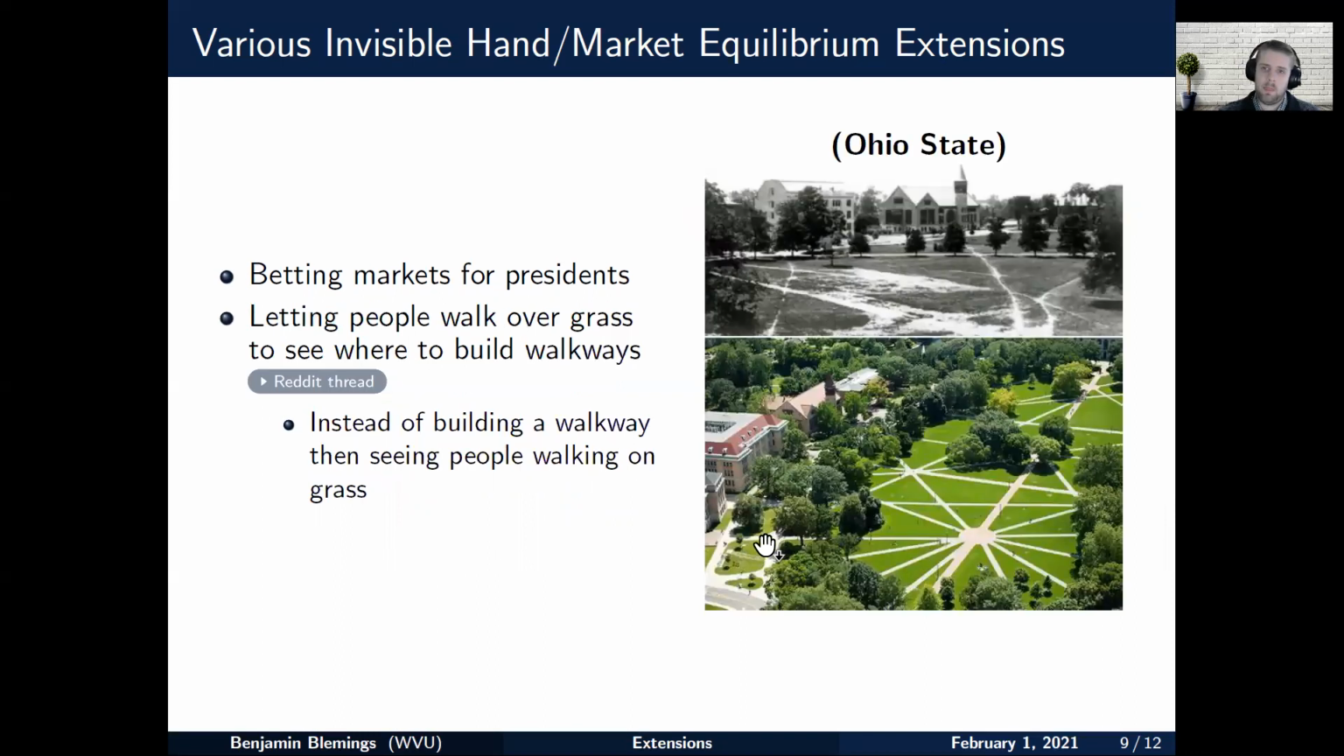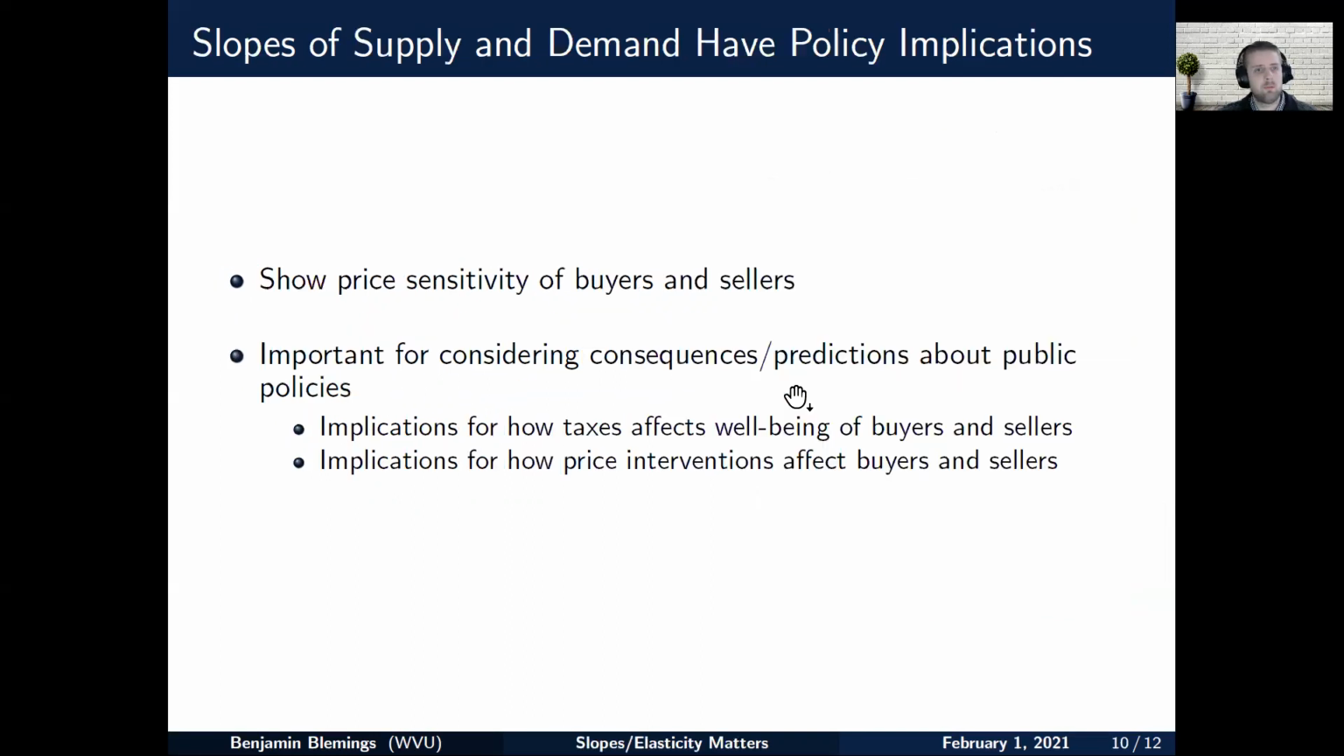Okay, and then a less political example of allowing people to decide what the optimal course would be is at Ohio State. What they have is, you can see where people are walking across the grass here. What they did was they just let people walk across the grass for a while and saw where the dead grass was. And then you know what you do? You put paths where that dead grass is because that's where people are walking. It's kind of an intelligent design type example. You can go to the Reddit thread if you want.